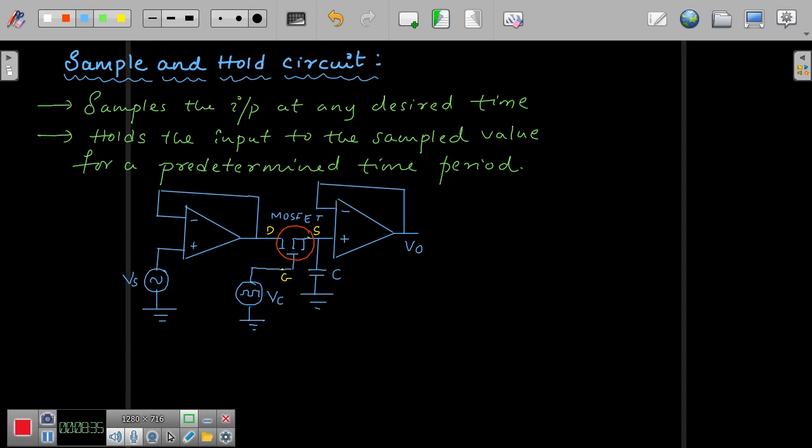In different books sometimes the idea is to make use of only one operational amplifier. That is also fine. Two operational amplifiers are used because, since it is a voltage follower, you will always have better control. That is the reason why you make use of two operational amplifiers. This is what is my drain, D.